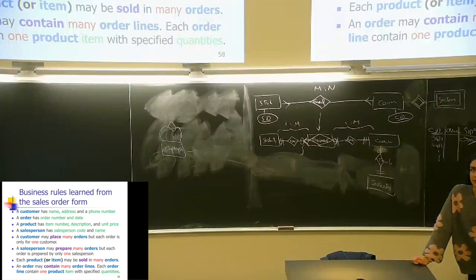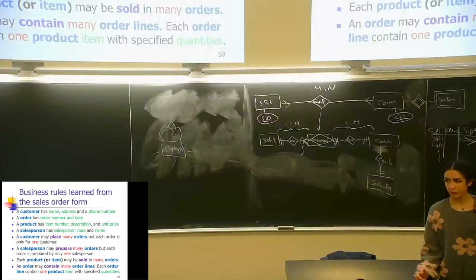Price, is price an entity or attribute? No, we can think about that. So price, is it an entity or attribute? Does price represent a person, thing, object, or place for which you want to store some information?